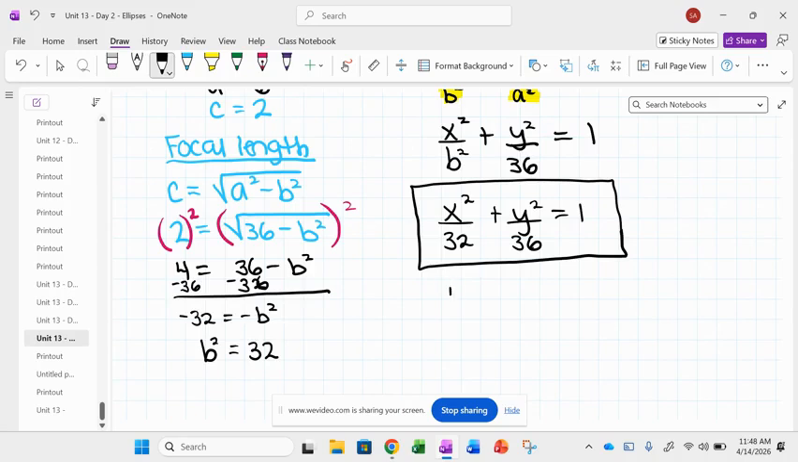If I had wanted to, would this still be correct? Is that okay? Yeah. Why is this okay? Ilya? Good. Addition's commutative. So the x doesn't have to be first. With an ellipse, all that matters is that the bigger number is under where the major axis is. So because this is a vertical ellipse, the bigger number has to be under the y.